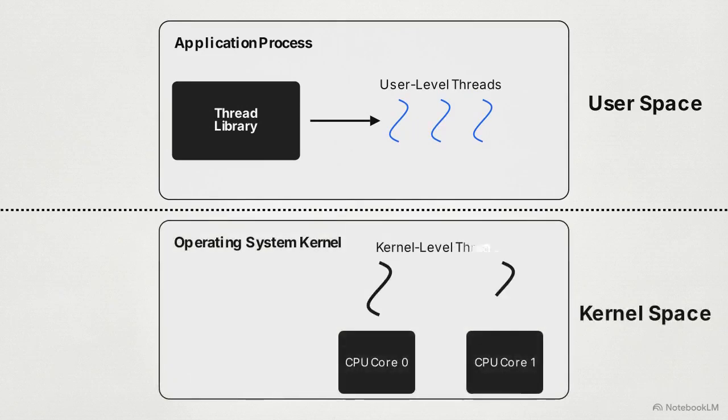The operating system creates, manages, and directly schedules these threads onto the physical CPU cores. Interacting with the kernel requires system calls. This adds heavy management overhead, making kernel threads significantly slower to create and schedule than their user space counterparts.